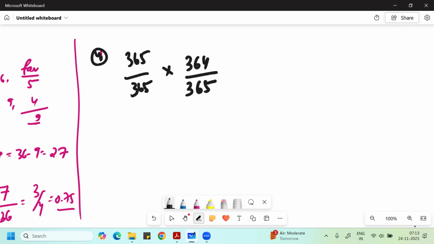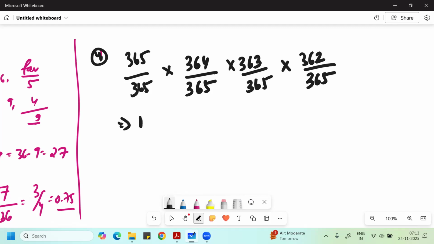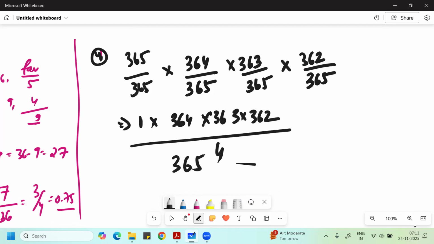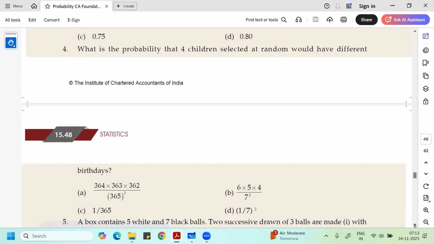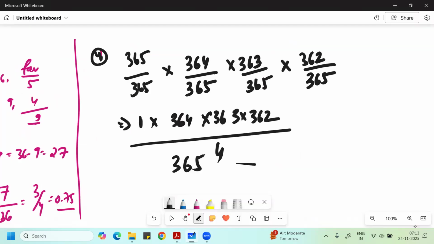Now 2 days in the year are blocked. So the third person's birthday can come on any other day, but not on these 2 days. Now 3 days are blocked. Like this, the fourth person's birthday can come on any other day, but not on these days. So this answer would be 1 into 364 into 363 into 362, whole divided by 365 to the power 4. So the answer for this is option A. Question number 4, the answer is option A.